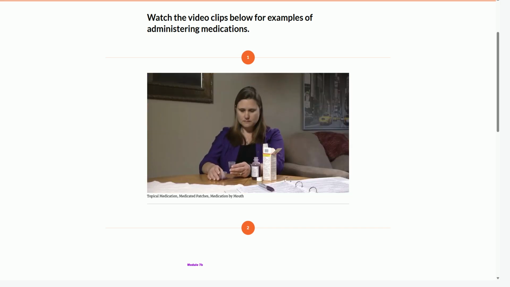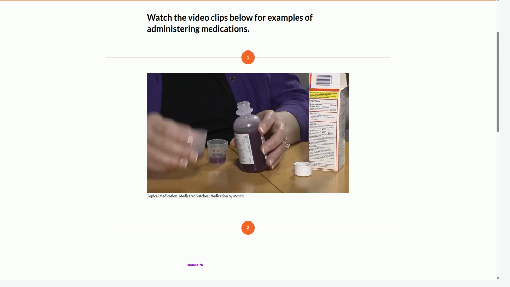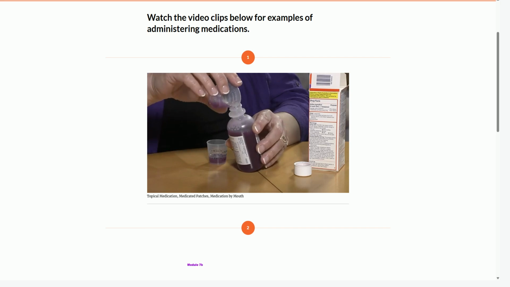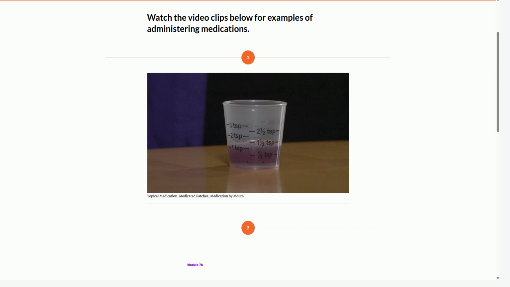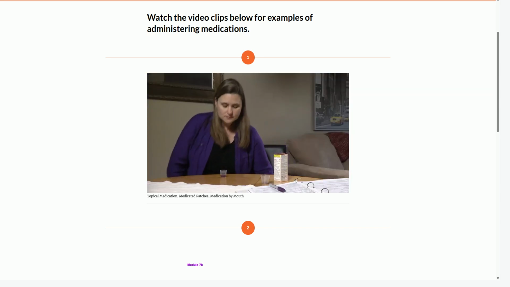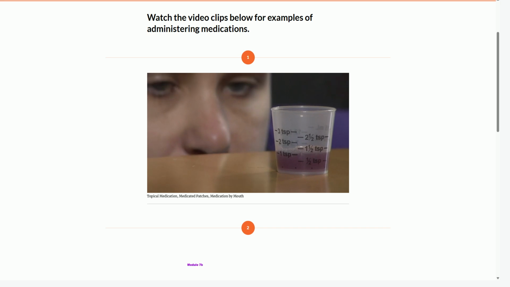You can now use the second cup to add or subtract liquid until you've reached the correct dose. Unless otherwise instructed, you can return this leftover medication to the original container. If you're using a medicine cup, put the cup on a flat surface after you have poured the medication and check it at eye level.